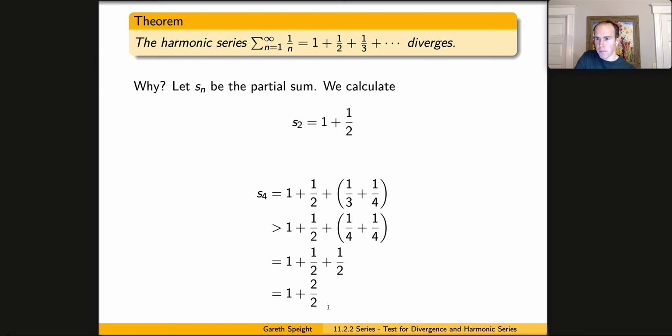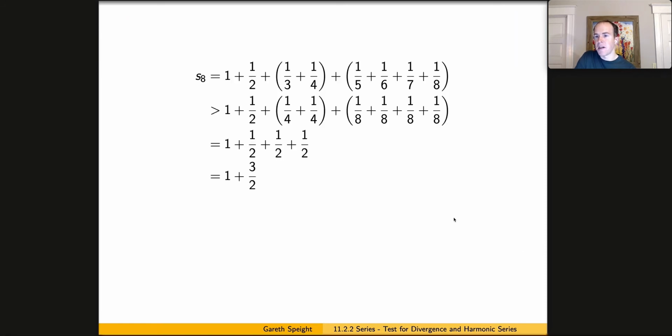And why did I do this? Why am I writing this in this funny form? It's because in a second we're going to see a pattern. So it is what it is for the moment. Next, let's go to S8. Why did I do S8? Because it fits the pattern. There's going to be a pattern in a second. For now, just take it as given.